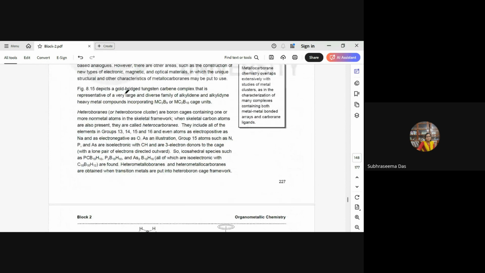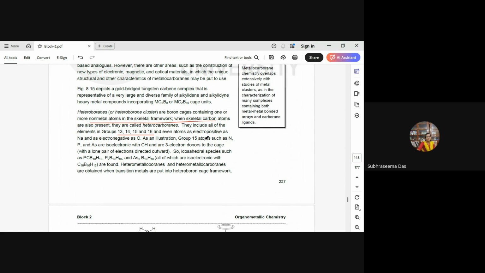There are heteroboranes, or the heteroboron clusters. Those are the cages which contain one or more non-metal atoms in the framework. That is why they are called heteroboranes. They include elements from groups 13, 14, 15 and 16. Even electropositive elements such as sodium can also be present.